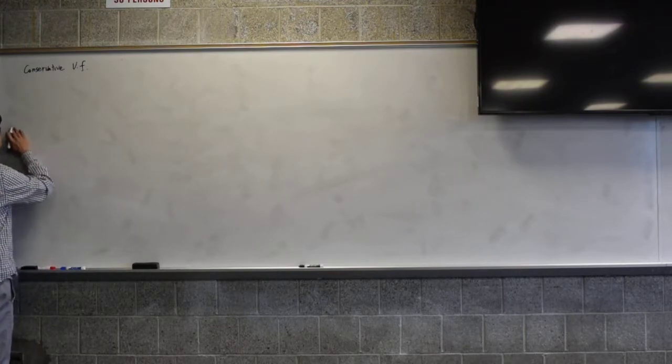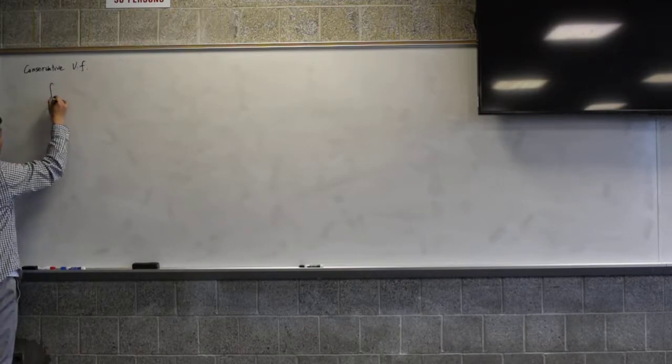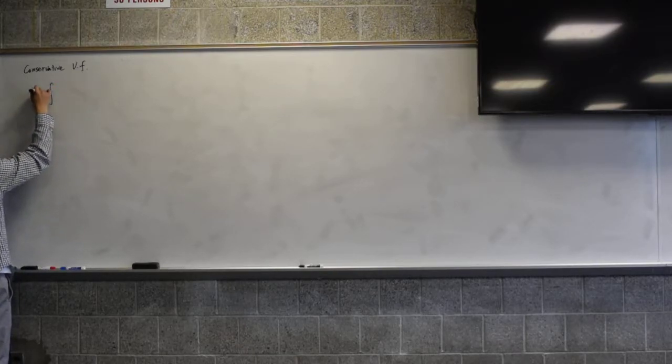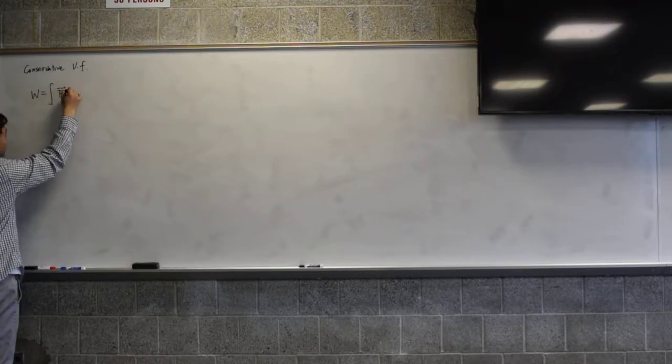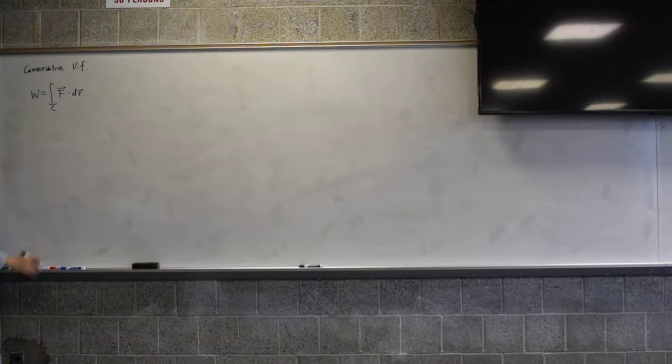First, I guess I explained why this is work, but let me try to explain this again. So I explained that if F is a force field, then F dot dr over curve C gives you the work done by the force field. So here's a brief explanation of what this is again.